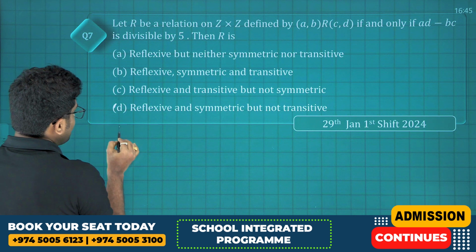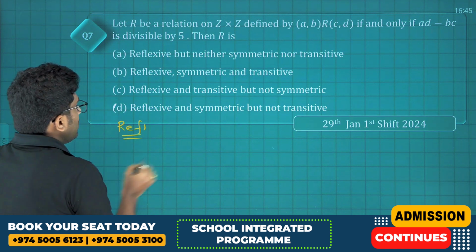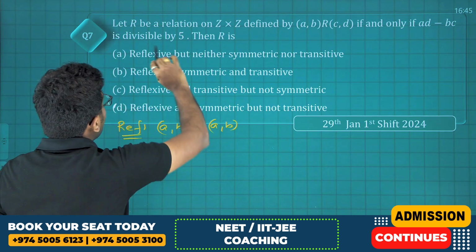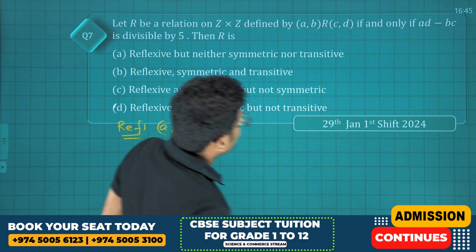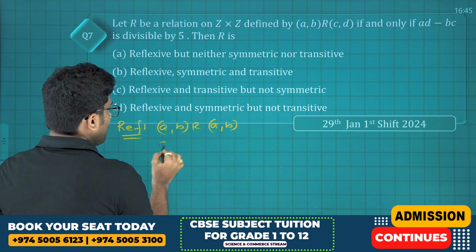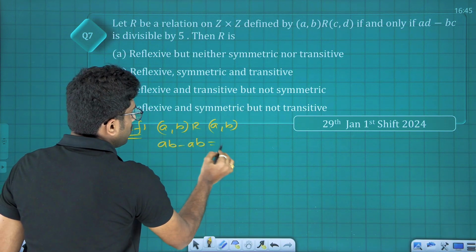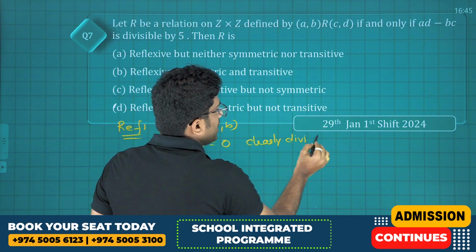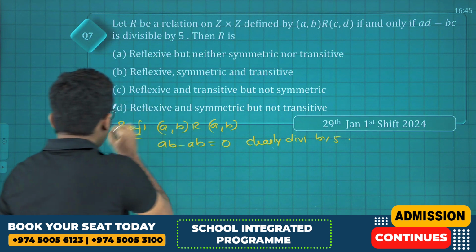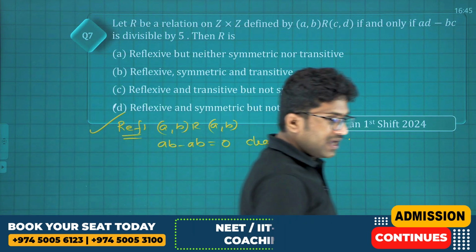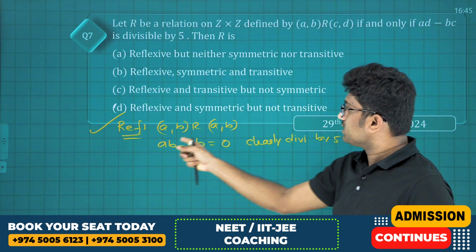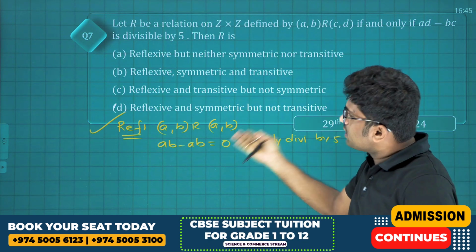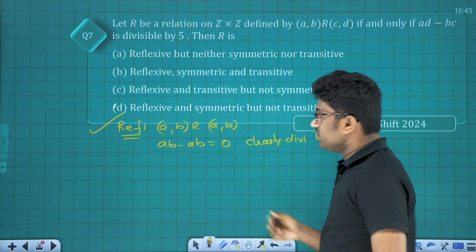First we will check for reflexive. Reflexive means AB should relate to AB. So if AB is related to AB, what will be the relation? AD minus BC means AB minus AB, which is 0, clearly divisible by 5. That means it is reflexive. A relation is said to be reflexive if A comma B is related to A comma B, each ordered pair is related to itself. AB minus AB is 0, and clearly 0 is divisible by 5, so it's fine.